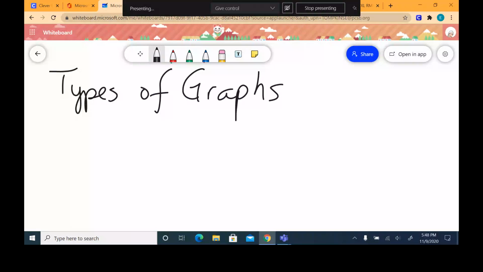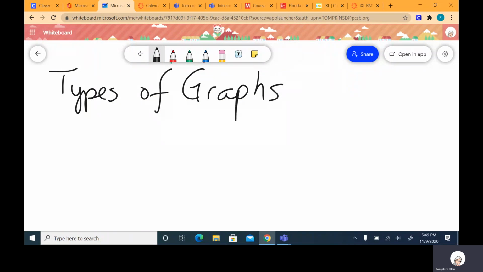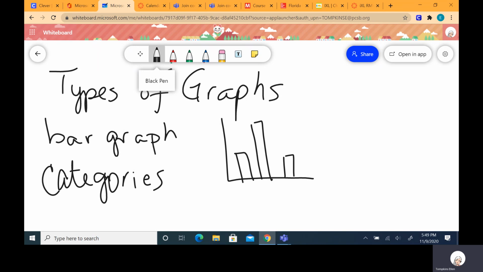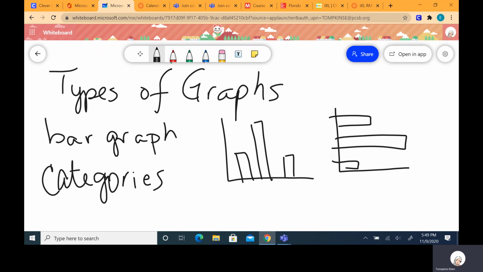Okay, so we are going to talk about types of graphs, and most of them you're familiar with. So we have a bar graph, and a bar graph will look like this. It'll be like that. And it's in categories, right? So if I surveyed students and I wanted to know what their favorite animal was, that would be that. Sometimes bar graphs will also look sideways, but usually we're looking at them like that.